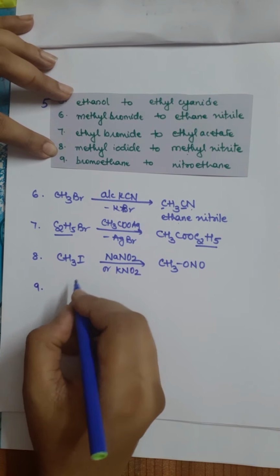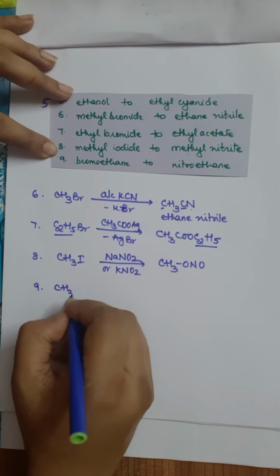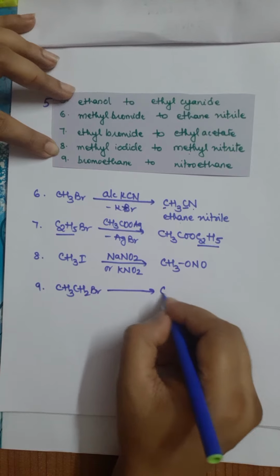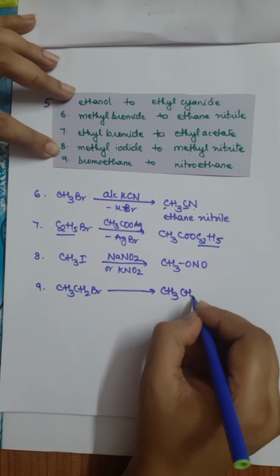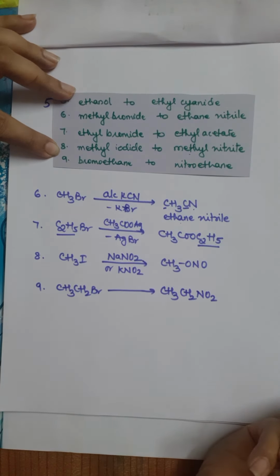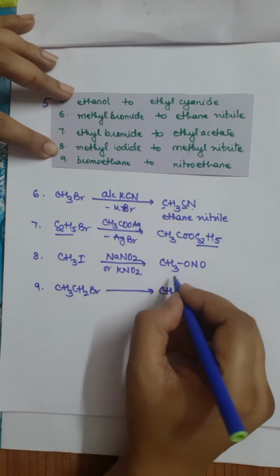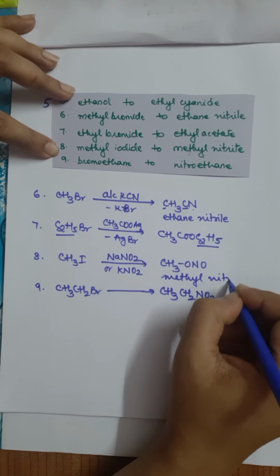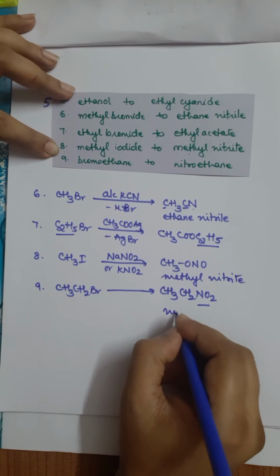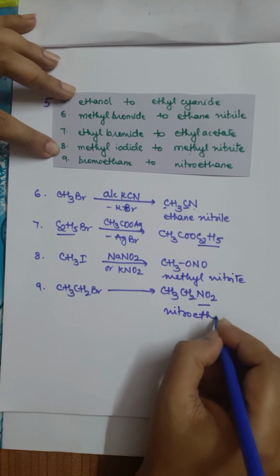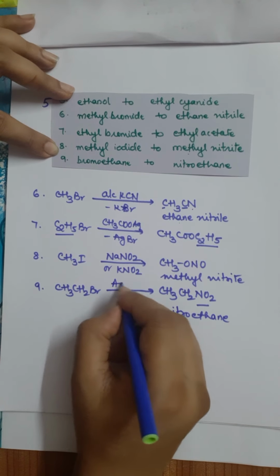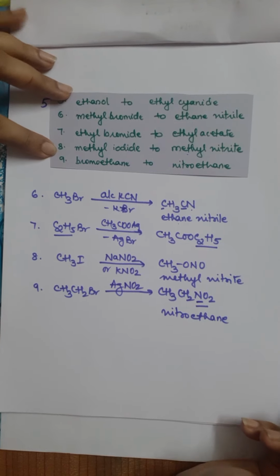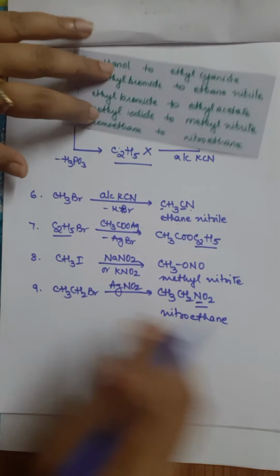Then bromoethane to nitroethane. Bromoethane, CH3CH2Br, giving you CH3CH2NO2. This is nitroethane, and this is methyl nitrite. So for nitroethane we use AgNO2 because we want the bonding from the nitrogen. Okay, see, these were the examples.